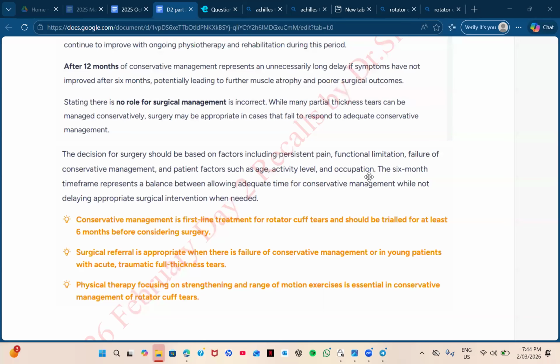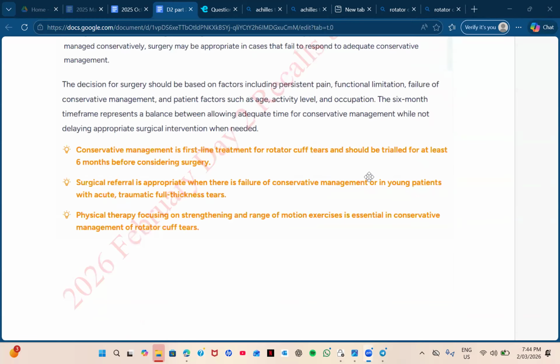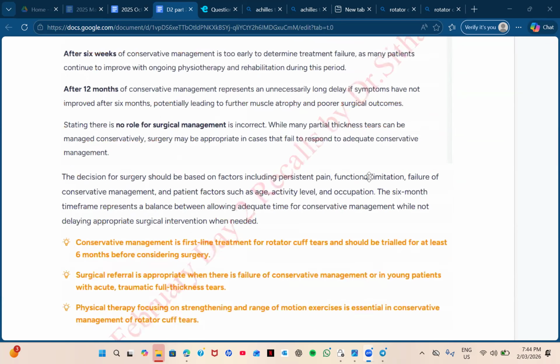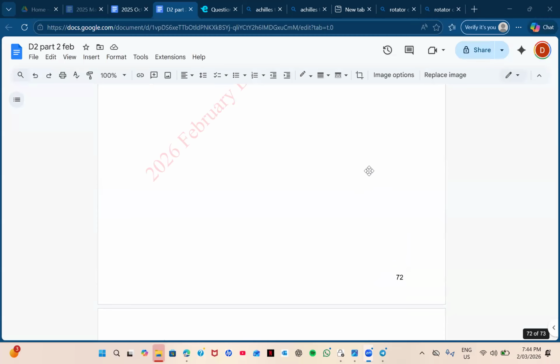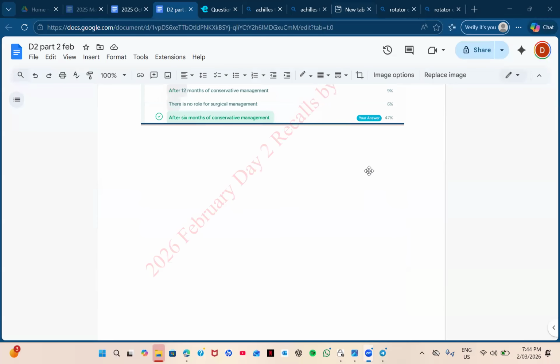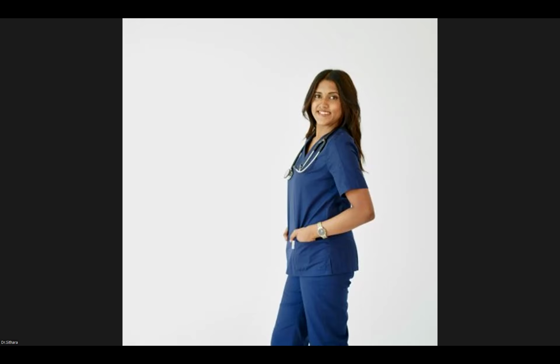Okay, so I hope you understand it. That's all for the questions as well. So that's all for these two shoulder pathologies.